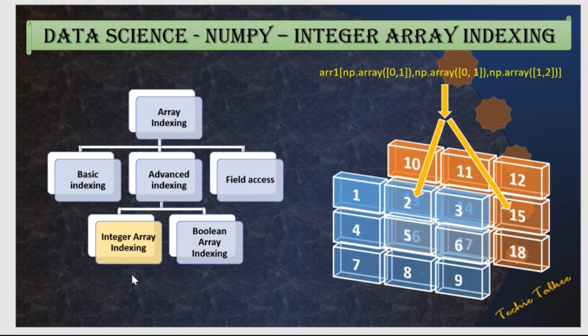In case of advanced indexing, whatever data we are trying to select is a non-tuple sequence object. What happens in this case is that a copy of that data is returned, as against basic indexing, which returns a view of that array. Advanced indexing is of two types, which are integer array indexing and Boolean array indexing. In this video, our focus will be on integer array indexing.